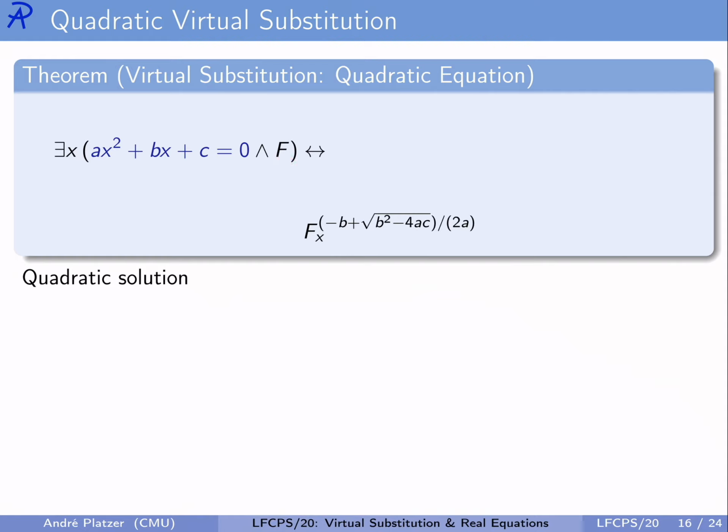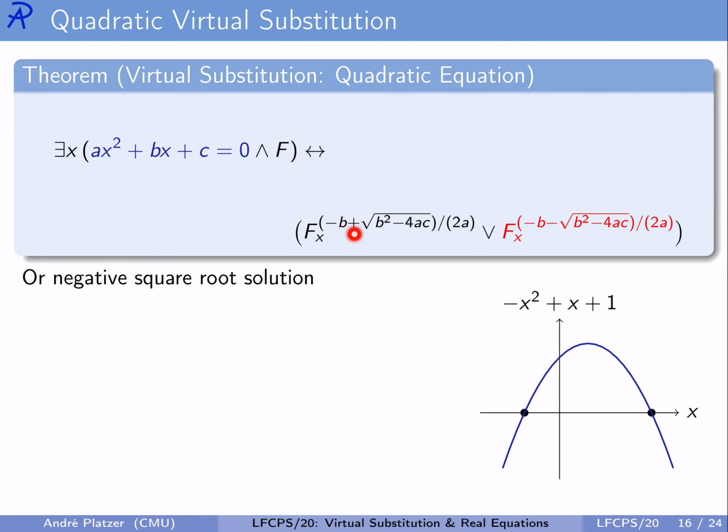Hold on a minute. How many solutions do quadratic equations have? Well, it kind of depends. It could have had two solutions, so maybe it is not plus the square root but minus the square root, because look at this quadratic polynomial. Equals 0 has two solutions, this one and that one. So we should plug them both in, but logic can do that for us. It can just say or. This is true if and only if that or that is true.